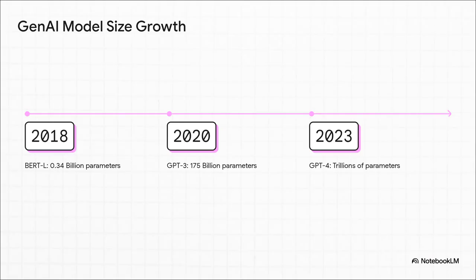This timeline here shows you exactly why that gap is so massive. I mean, just look at this. In only a handful of years, we went from models with a few hundred million parameters to models with, well, trillions. This isn't just a simple increase. It's an absolute explosion in scale. It's a completely different kind of beast.